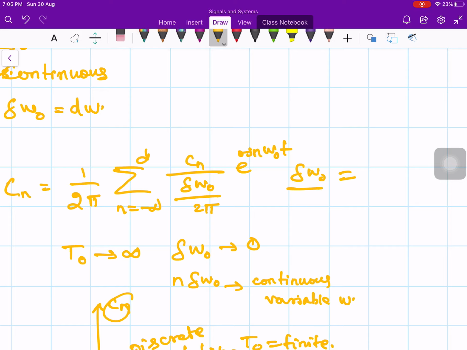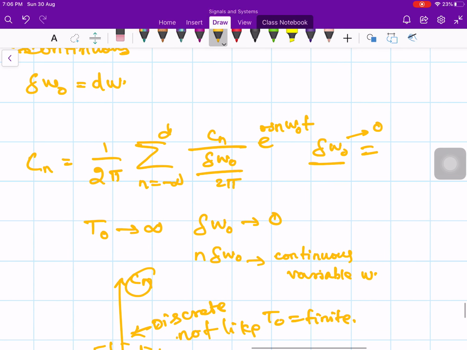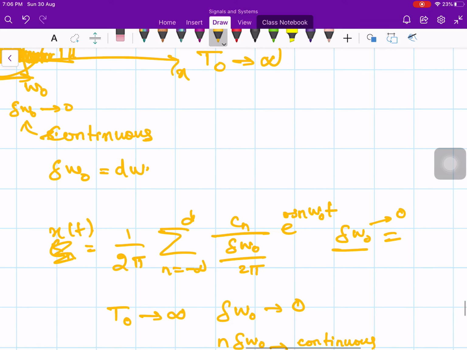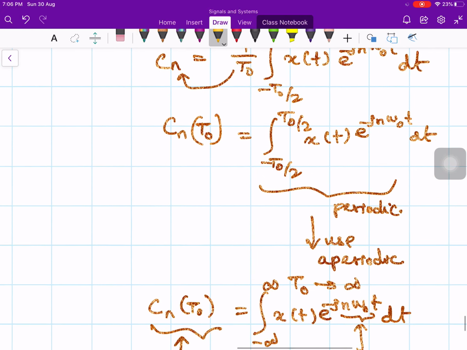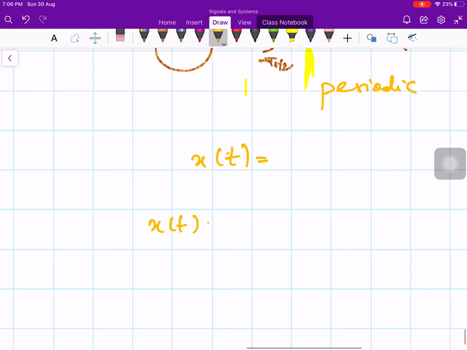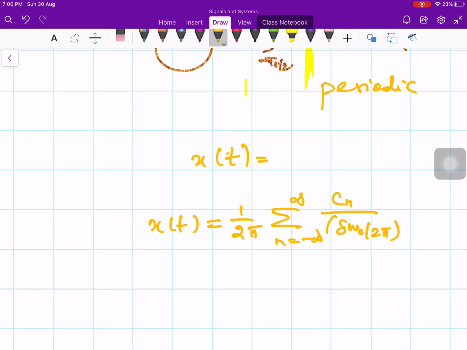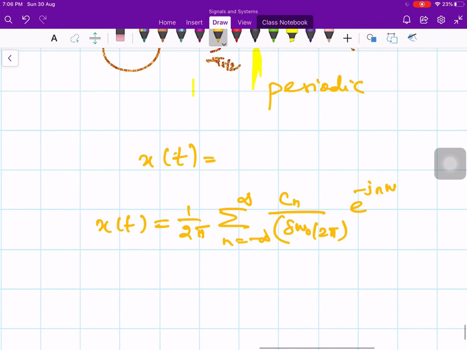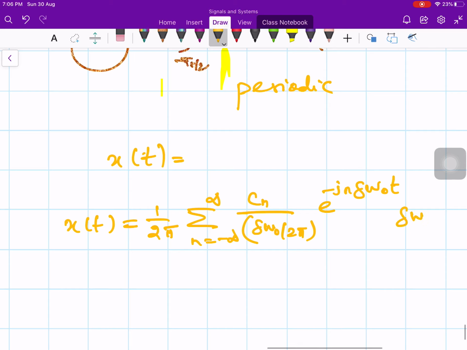Now we have to take the limit as delta omega naught goes to 0. Let me write down the denominator somewhere else. One second. I'm sorry, this is not Cn, right? It is x of t. I'm sorry, I have written this wrongly. Let me write it down one more time. x of t is equal to 1 over 2 pi sigma n equal to minus infinity to plus infinity Cn over delta omega naught over 2 pi, then e to the j n delta omega naught t, then delta omega naught.